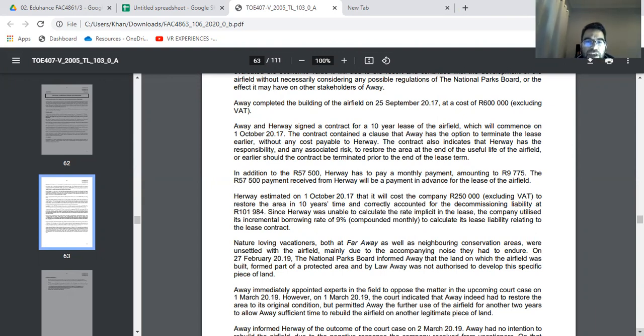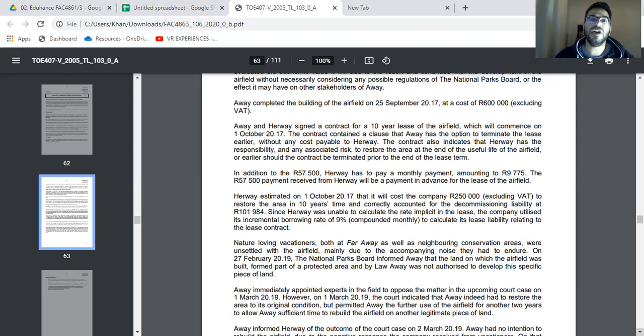Okay, so let's just stop over there. So what you can see happened over here, Herway asked Away to build an airfield. You're going to build the airfield for 600,000 Rand. Herway provided 57,000 Rand as a deposit. And because the contract is signed for 10 years, I'm assuming the airfield will only have an economic life of 10 years.